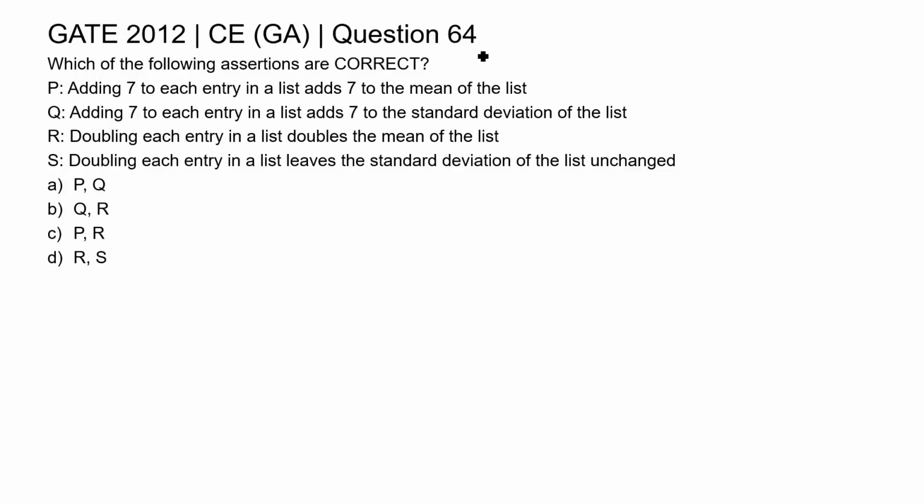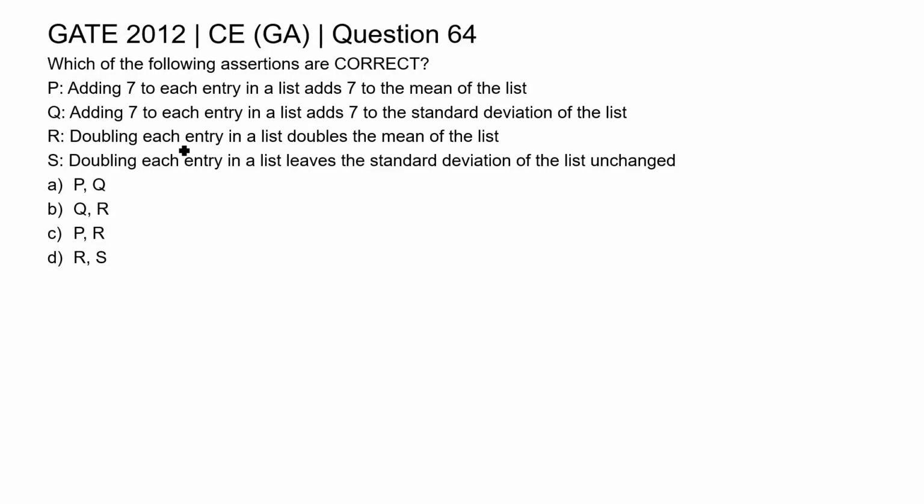This is question 64 of the Civil Engineering paper, General Aptitude section of GATE 2012. Which of the following assertions are correct? Assertion P: Adding 7 to each entry in a list adds 7 to the mean of the list. Assertion Q: Adding 7 to each entry in a list adds 7 to the standard deviation of the list.